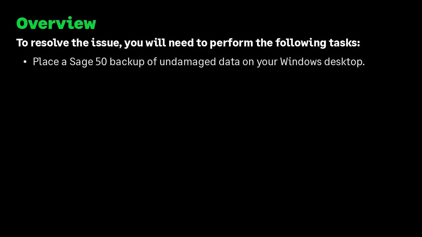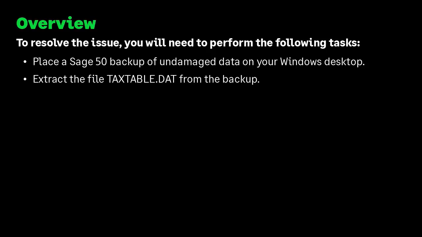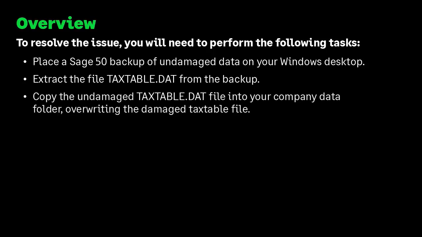To resolve this issue, you will need to perform the following tasks. First, you will need to place a Sage 50 backup of undamaged data on your Windows desktop. This backup should have been made at a time when you are not receiving the error during payroll entry. Next, you will extract the file taxtable.dat from the backup. Finally, you will copy the undamaged tax table file into your company data folder, overriding the damaged tax table file.